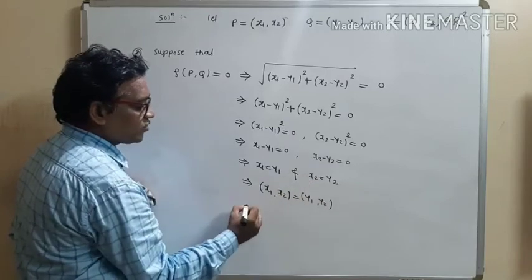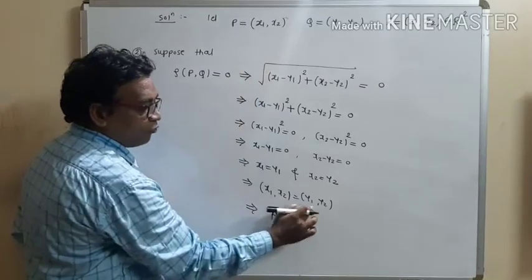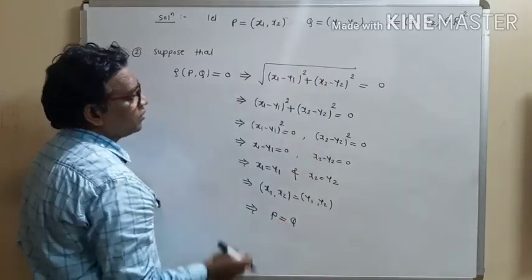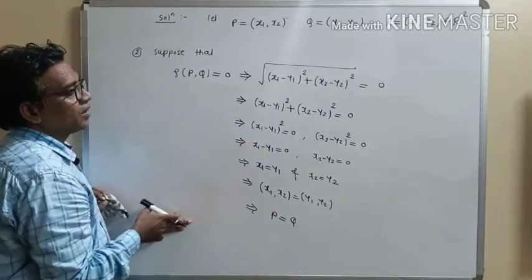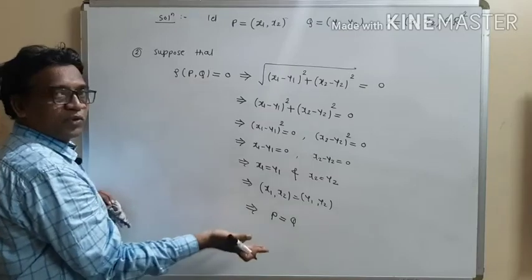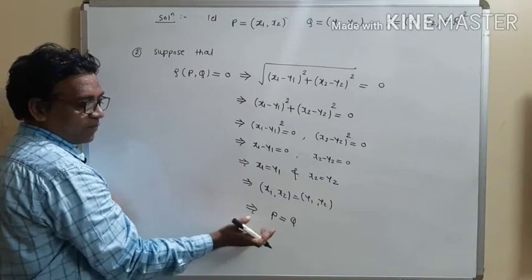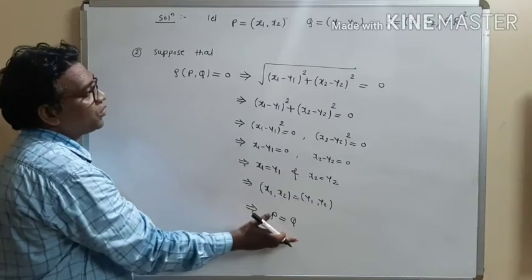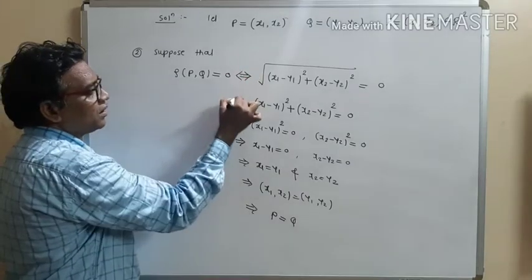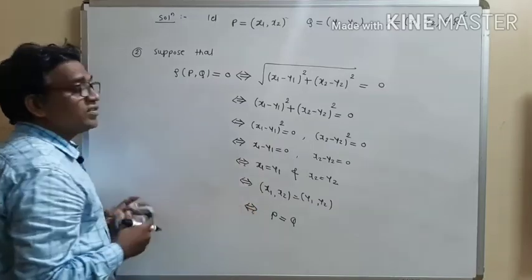x1, x2, that means this is our point P. y1, y2, that means this is our point Q. So we have shown this second condition. Okay, rho PQ equal to 0, then we have shown that P equal to Q. Similarly, we can show the converse, if P equal to Q, then rho of PQ equal to 0. So just write here if and only if.